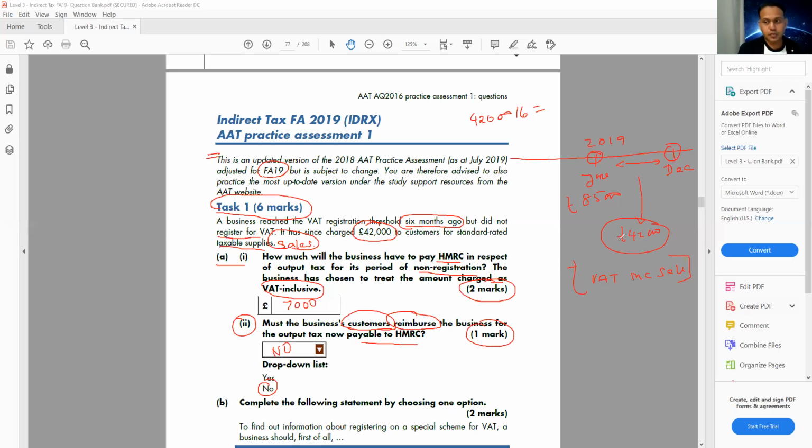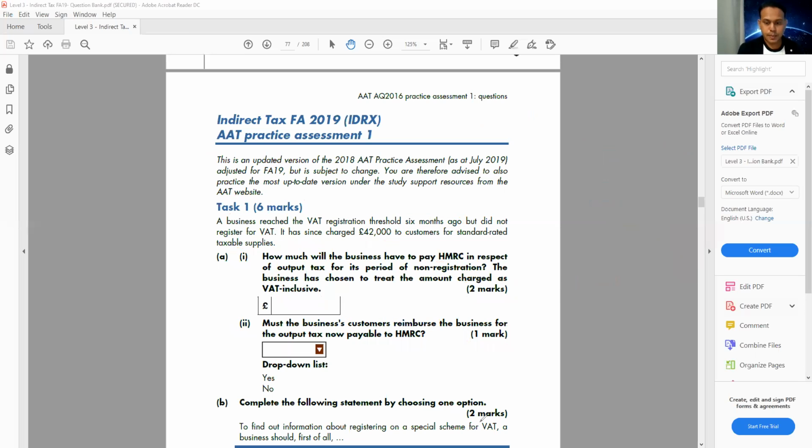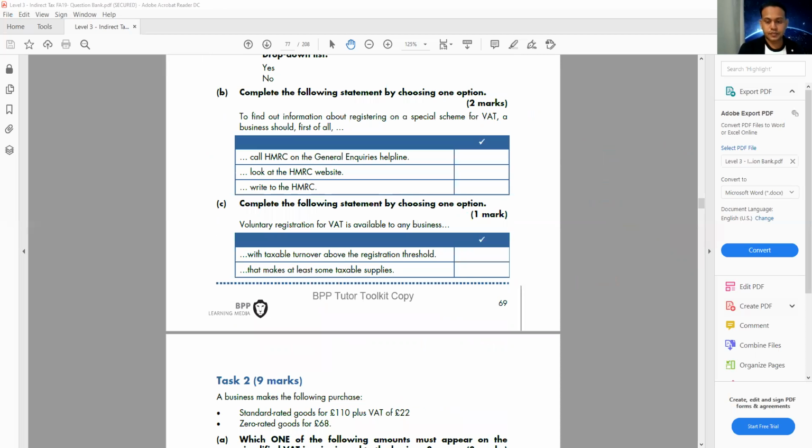Okay, so let's move on to our next bit. The next point we have here, that's very easy, is to complete the following statement by choosing one option. To find out information about the registration on a special scheme for VAT, what should a business do first? Call HMRC on the General Inquiry Helpline, look at the HMRC website, or write to HMRC.